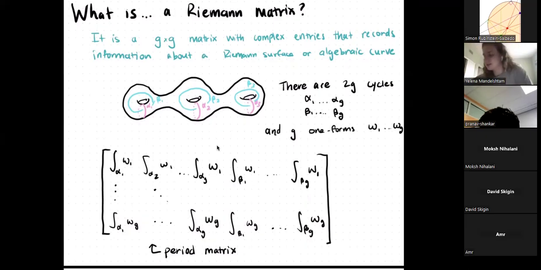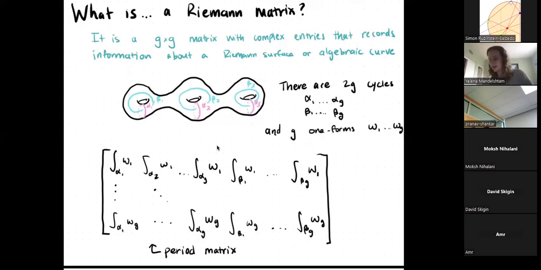All right, so now I will give a loose definition of a Riemann matrix. I have not told you enough things for you to be able to really understand this definition, but if you're interested, you can read about it more later. This is a matrix. It's G by G, where G is the genus, that records important information about your Riemann surface or your algebraic curve.